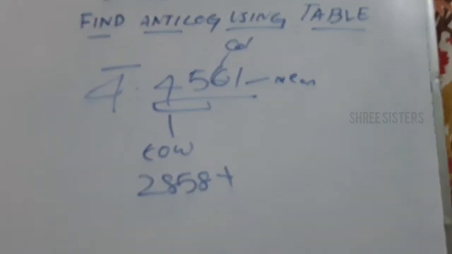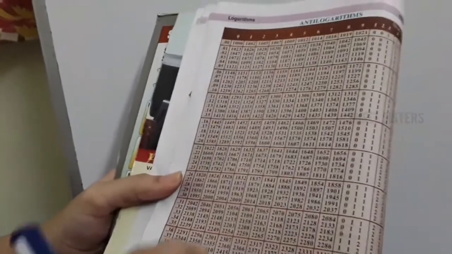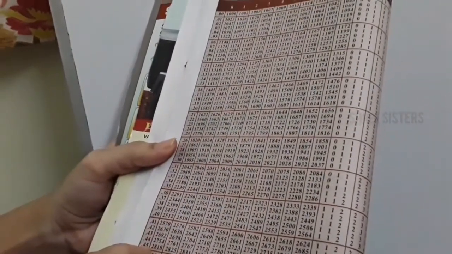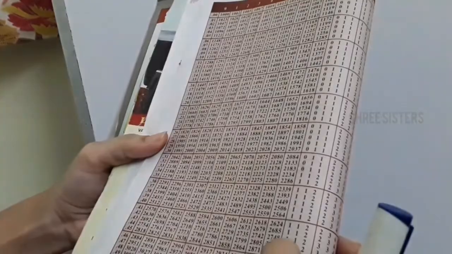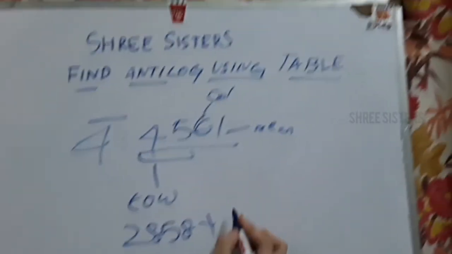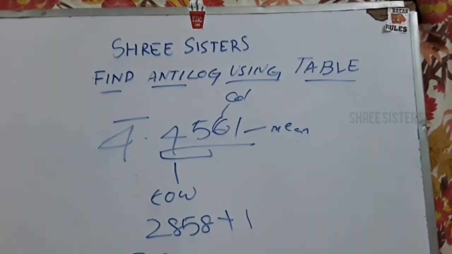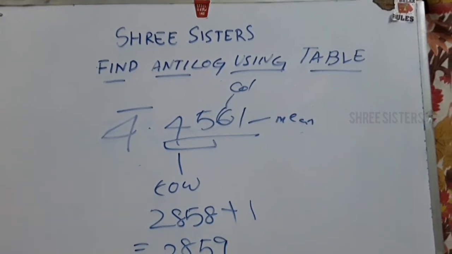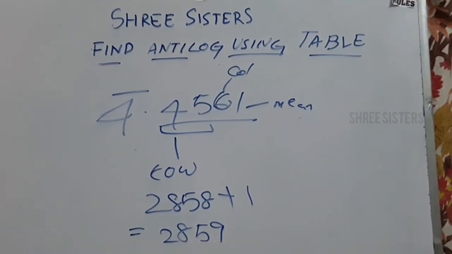If you see in the logarithm table for 45 and 1, you get 1 as a number. So 2858 plus 1 is 2859. So 2859 will be your number.